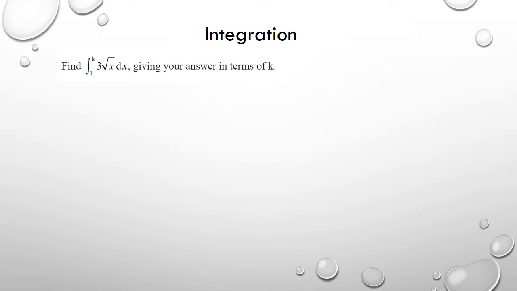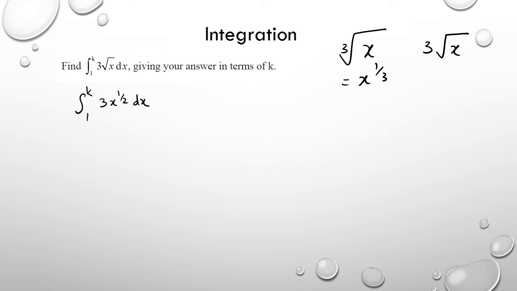We've got, what is it? Find the integral. Is that a definite integral by chance? Yes, it is a definite integral. So because it's a definite integral, I'm going to put this as the integral of 3x to the power of half dx. Is that okay? Remember that the 3 is not actually inside the square root. If the 3 was inside, then this would be x to the power of 1/3. Because the 3 is outside, it's 3 multiplied by x to the power of half.